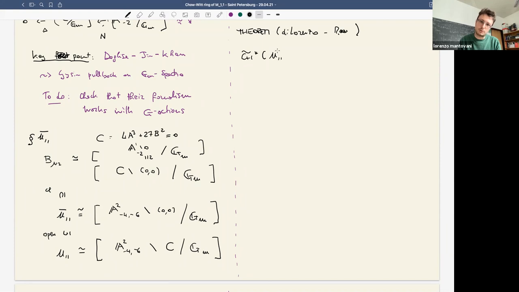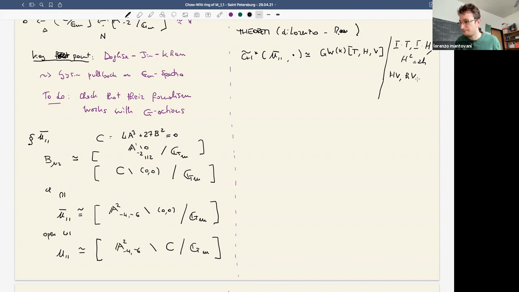We can describe the Chow-Witt ring of M11 bar as the GW algebra generated by three classes, T, H, V, modulo relations that this time will look a tiny bit different. So I need to copy them because I don't remember all of them. So I_T, I_H, and H squared equals 2H is the usual thing. And then we have HV, V squared equals minus 2V, and then 12H T squared equals VT. Okay, so it looks very similar to Bμ2, but with some differences.